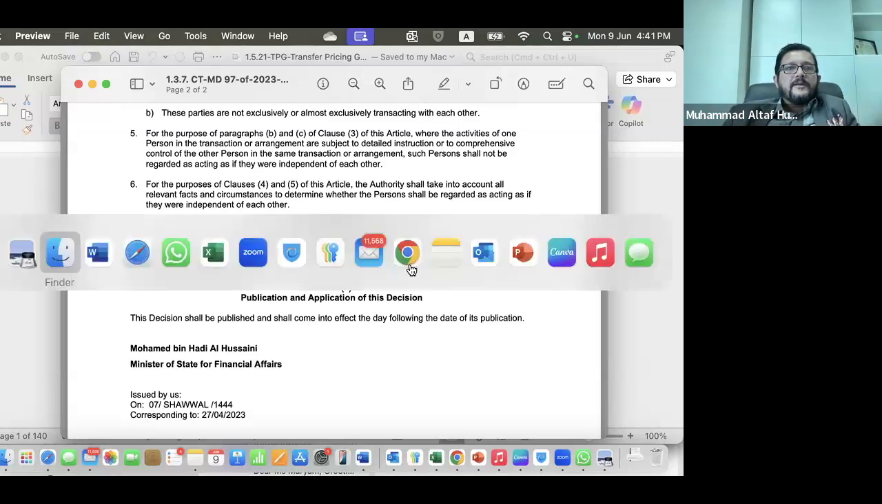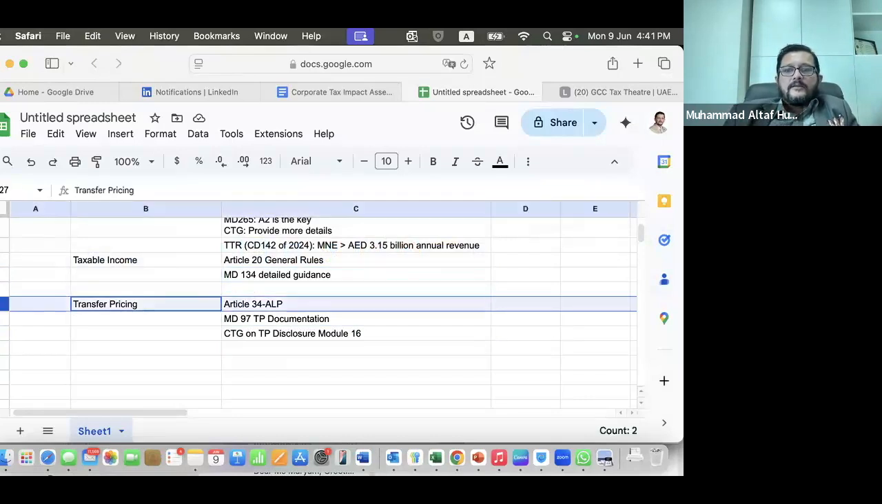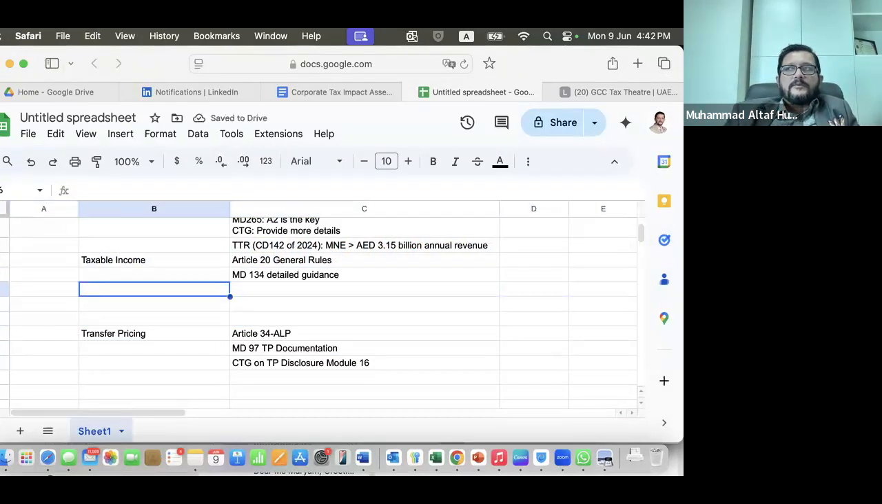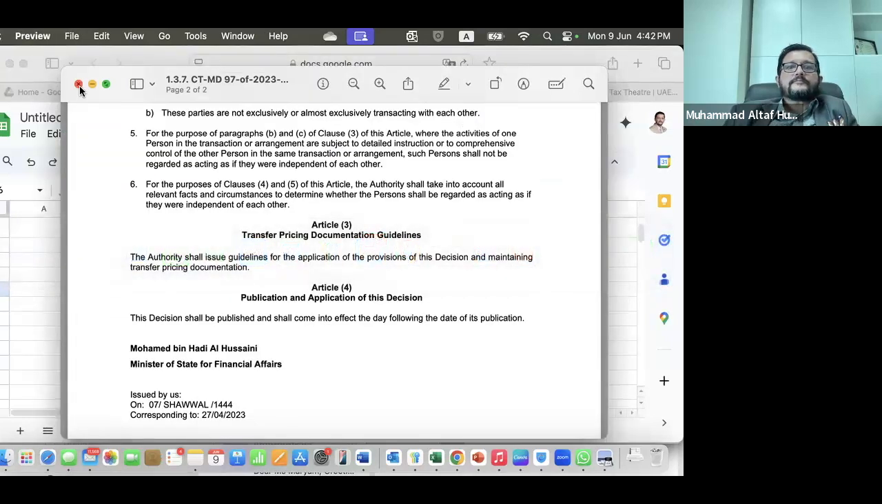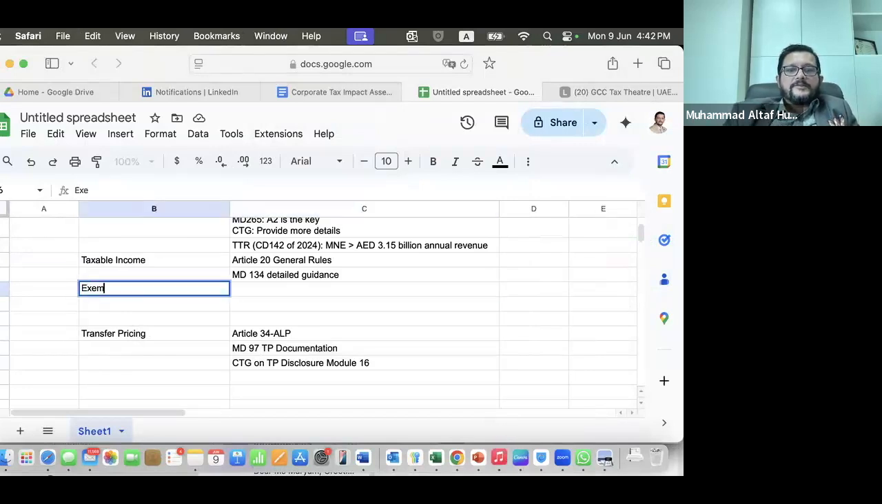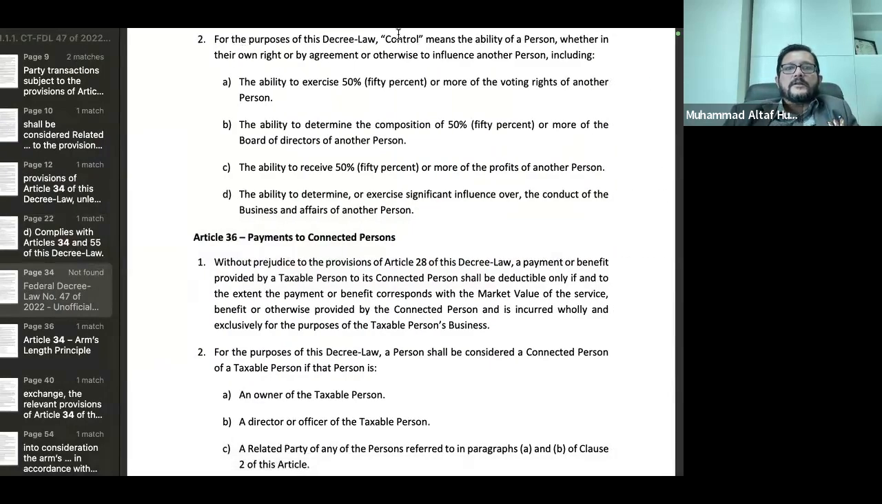So anyways, broadly speaking, we have written taxable income. Immediately after that, other articles are there for disallowed deductions or something. Exempt income, yes, exempt will be there. So taxable income, exempt income. Within the exempt income, the question of dividends will come, participation exemption will come, etc. What else is there? Let's have a look at the decree law. This is the decree law, right?